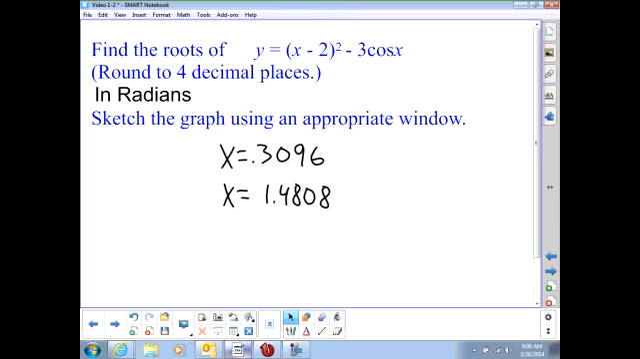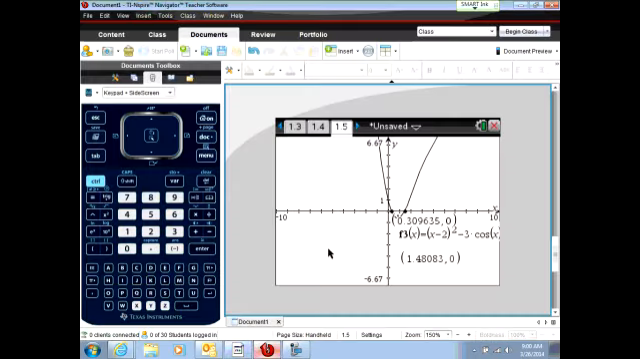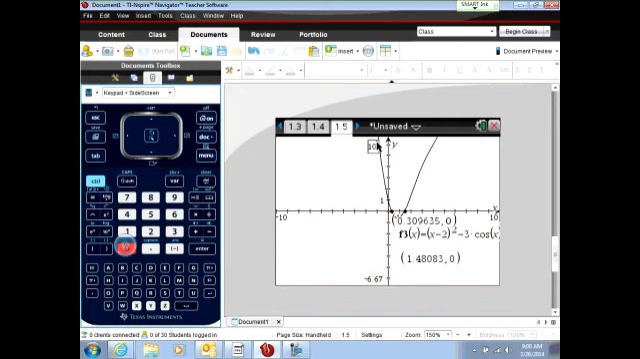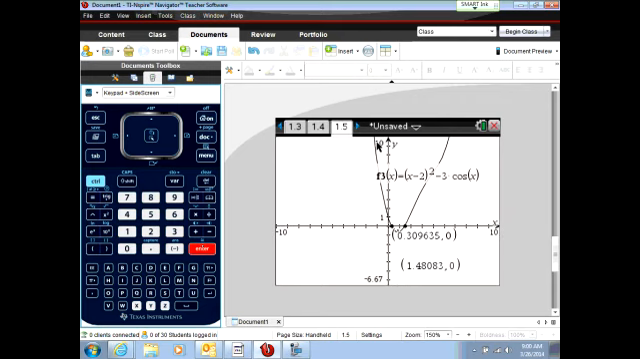While we're here, because this question did say with an appropriate window, just to show you how you could change your window if you wanted, say we wanted to go from like positive 10 to negative 10. If you just double-click the values, you can delete them out and switch to what you want to see. And then we could go down here, and we could switch that to negative 10.